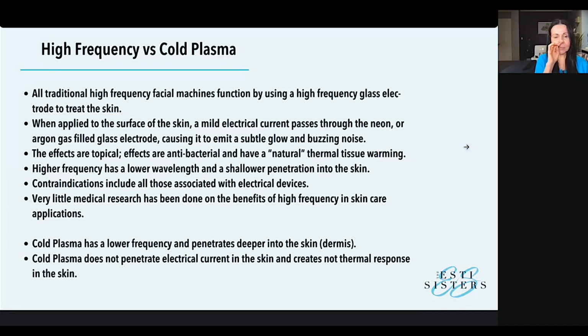Okay, so we want to talk a little bit about the difference between high frequency versus cold plasma. Again, this has come up and we want to give you a little more information on this. So all traditional high frequency facial machines have been around for eons and eons. And by the way, my husband actually is a physicist. So we have these lengthy conversations about high frequency plasma and all this stuff.